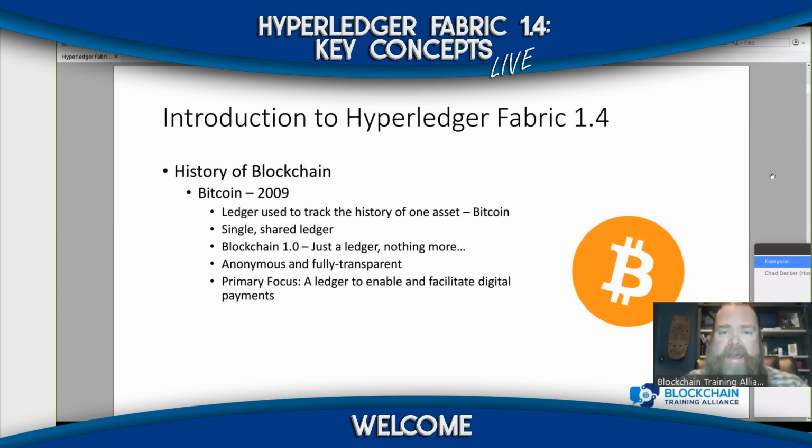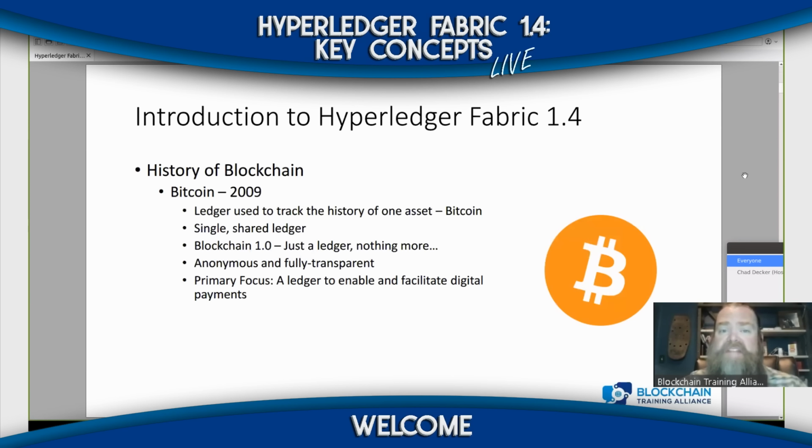So if we go way back to the beginning of blockchain, 10 years ago, we have the world's very first blockchain, the one that most people are most familiar with, the one we hear about the most, and that is Bitcoin. Bitcoin was a blockchain that started 10 years ago back in 2009. And the Bitcoin blockchain, the ledger that we have on Bitcoin, is used to track the history of just one asset, and that is Bitcoin itself. So on the Bitcoin blockchain, we use that ledger simply to record and to track the trade and exchange of Bitcoin.